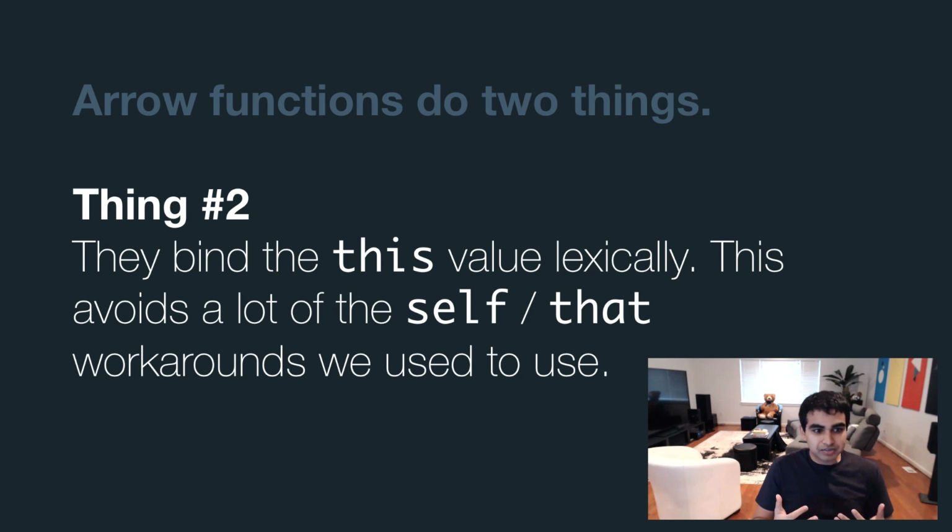And the second thing they do is this, and this is the more useful thing that I think makes arrow functions totally worth the struggle of trying to learn. They bind the this value lexically. And that also might not make a whole lot of sense if you've never heard these words before, but as an example, it's a real problem and it avoids a lot of the self and that workarounds that we used to use when having functions and referring to variables and then having the closure not have the right value and all that. Basically, this is a messed up problem.